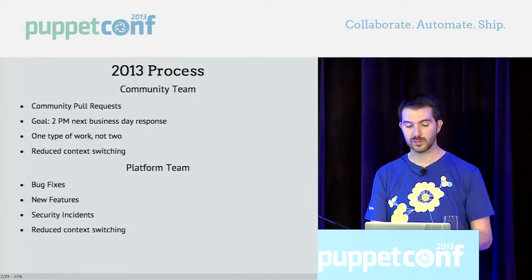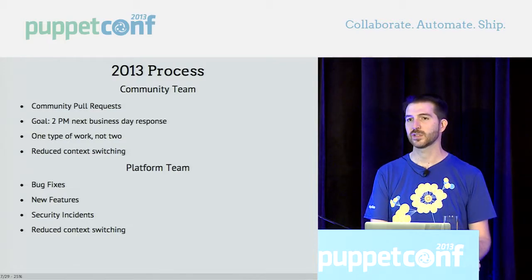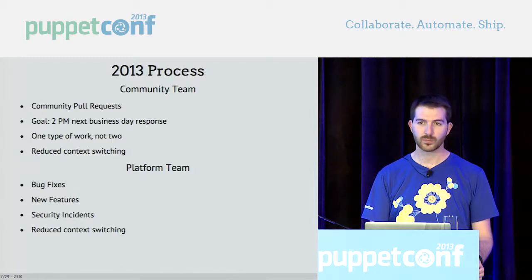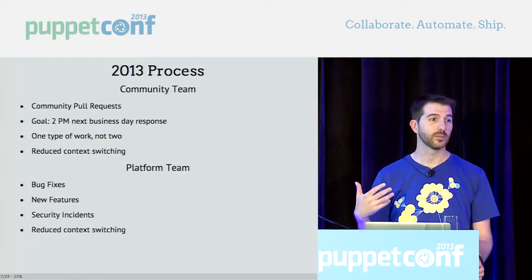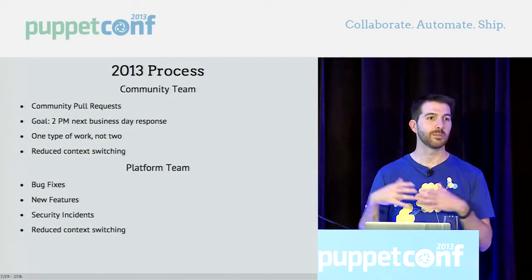So then the platform team had reduced context switching as well. They didn't need to worry about the community pull requests as much. I still could consult with them if I had questions on some of the bigger changes being made to Puppet and Facter, but they didn't have to worry about it on a day-to-day basis. Like, if somebody submitted a pull request in the afternoon, what are you going to do about that in a quick response? So they got to focus on bug fixes and new feature development, which is largely planned work.